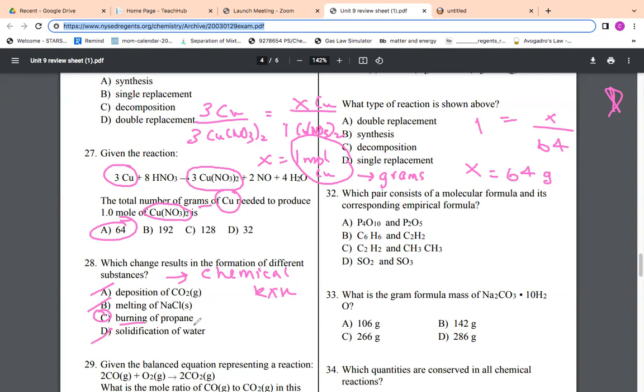Burning, this is combustion. Okay, combustion is one of our chemical reactions. Again, in a combustion reaction, you always start off with some organic compound, like propane, expose it to oxygen, and you end up with your two products of every combustion reaction, which are carbon dioxide and water.